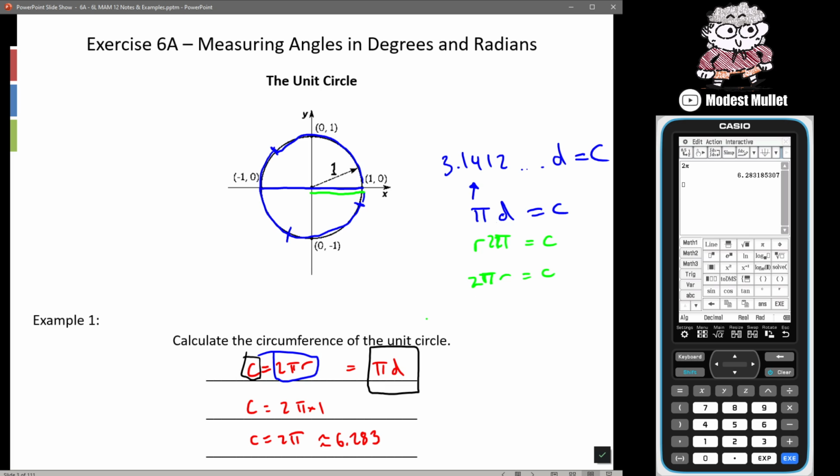Another really great way to think of this is, if we take the radius and we start wrapping it round, 1 will get us to about there.